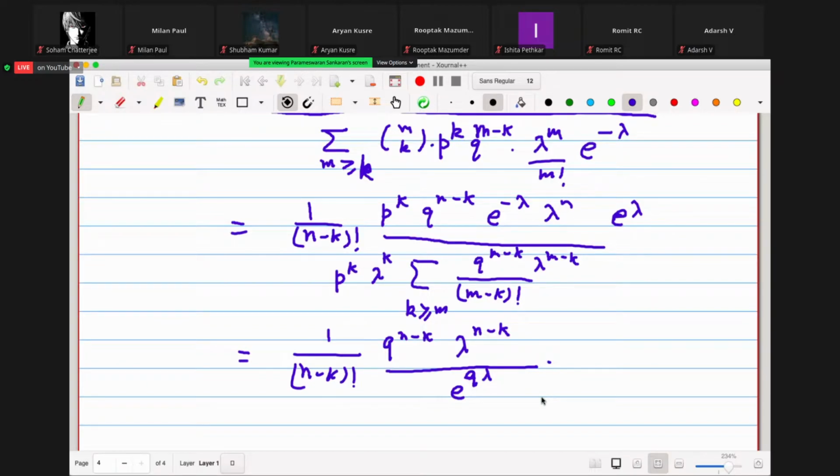So let me, one more step, we can write it better. So you take this along, q, and simplify this slightly: q lambda power n minus k by n minus k factorial, then e power minus q lambda.